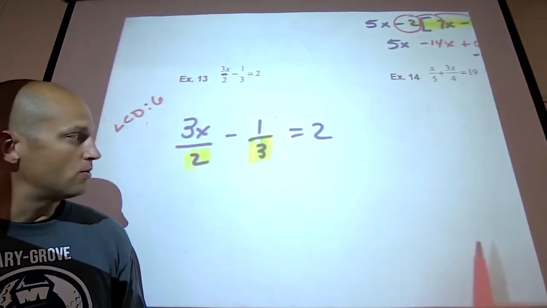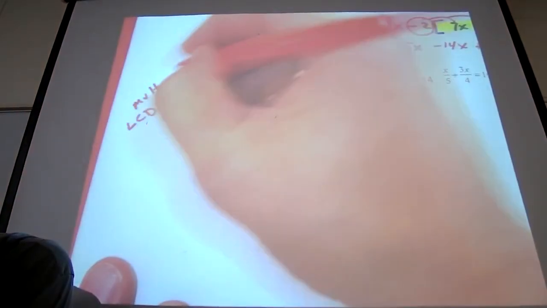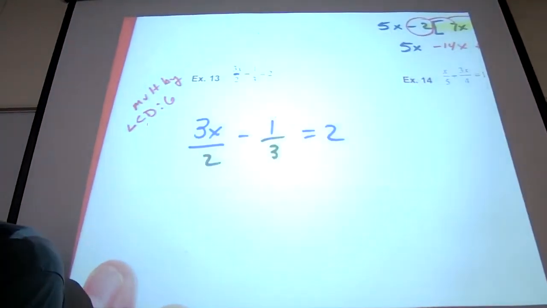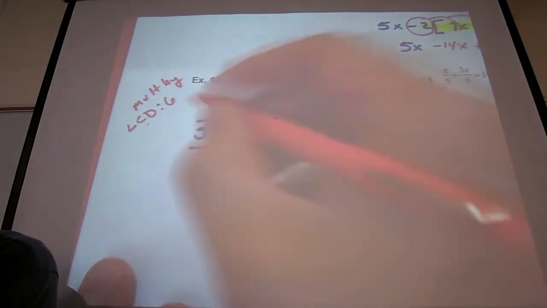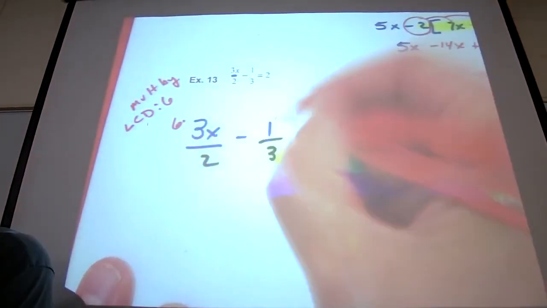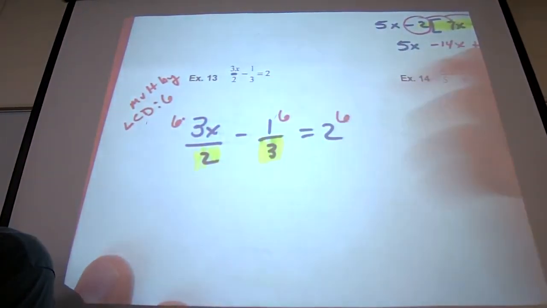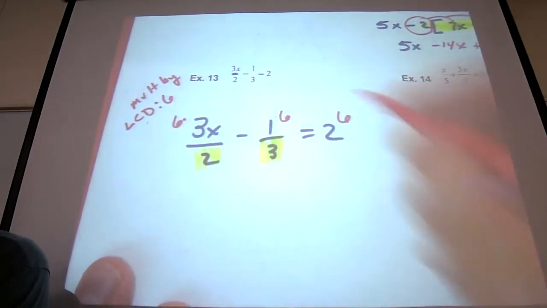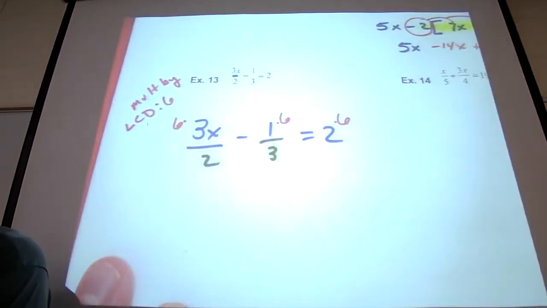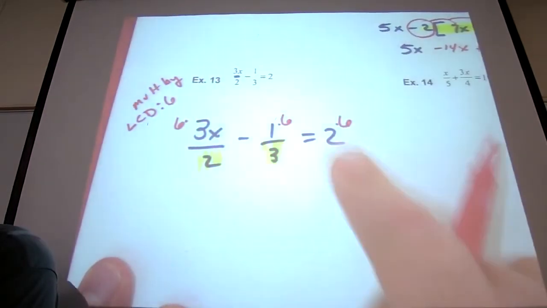Okay? So, trick, we are going to multiply by the LCD. We're going to take 6 times every single term. So we're going to multiply by 6 to every single term. I have 1, 2, 3 terms.